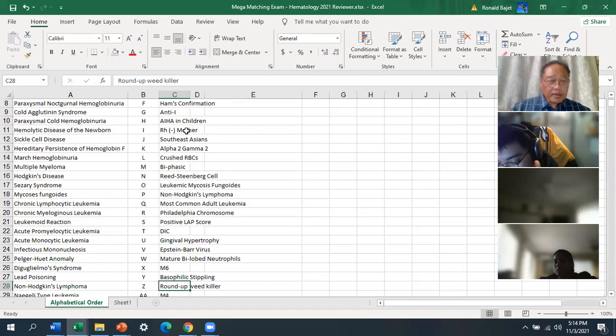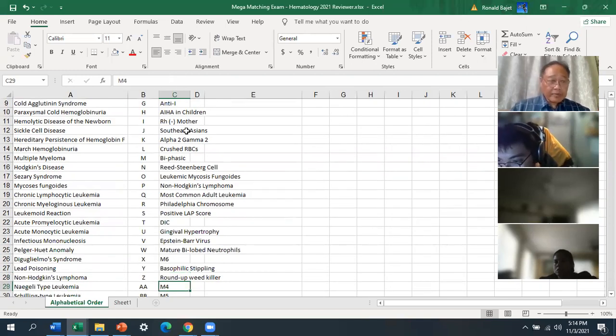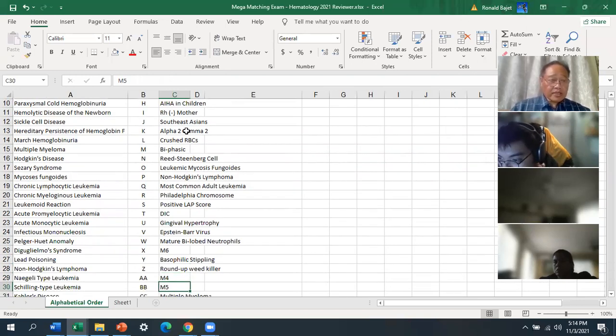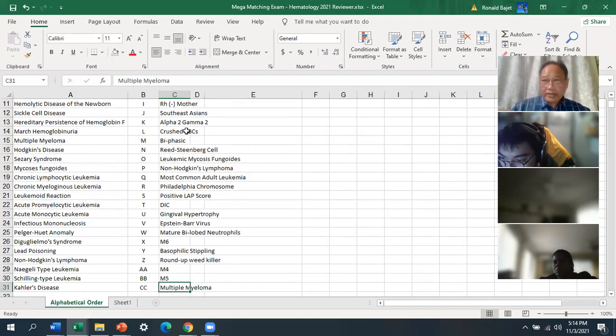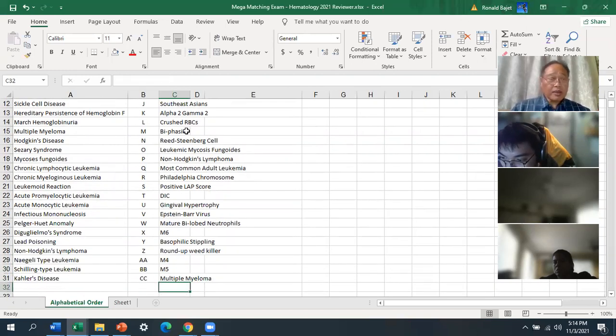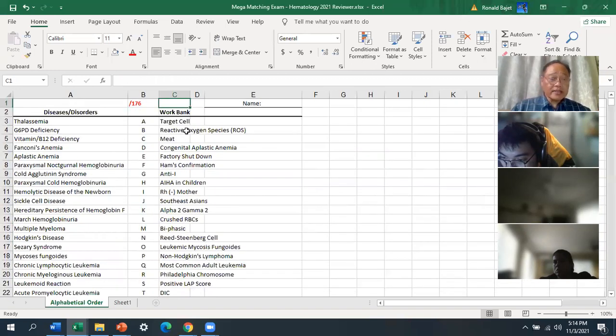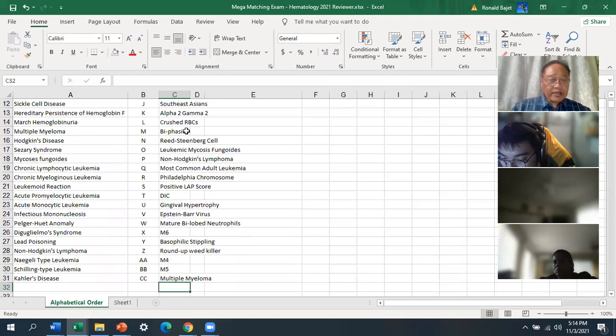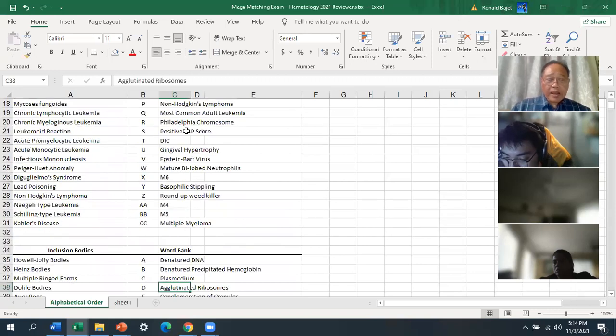Non-Hodgkin's lymphoma, I mentioned this earlier, it's additional information. Non-Hodgkin's is Roundup weed killer, okay? Naegeli type leukemia, another name for it is the M4. The Schilling type leukemia is M5. And Kahler's disease is multiple myeloma. So this is only one section, this is the disease disorder section. I have another section here, and I'm not going to mix these terms.